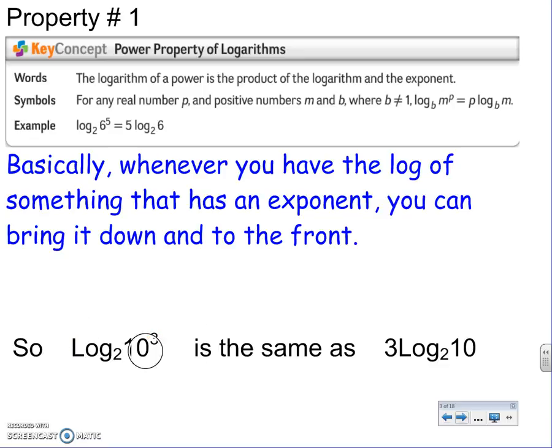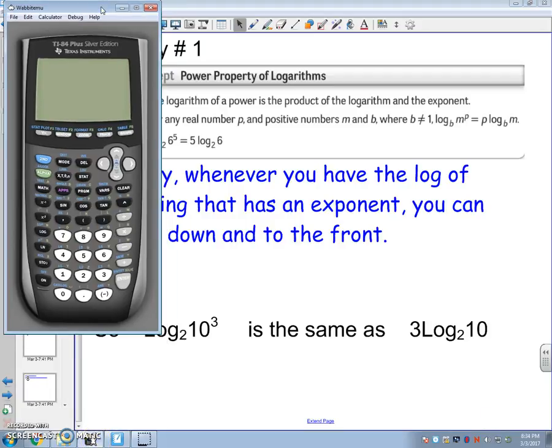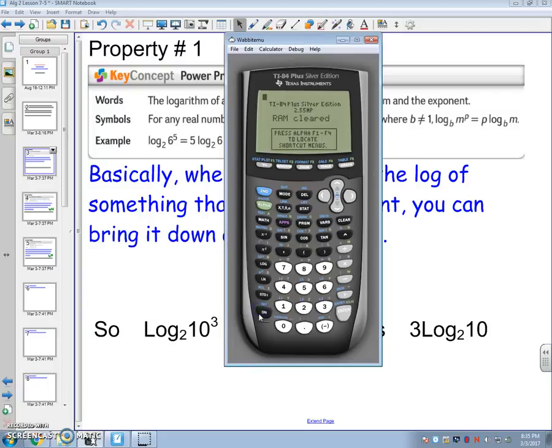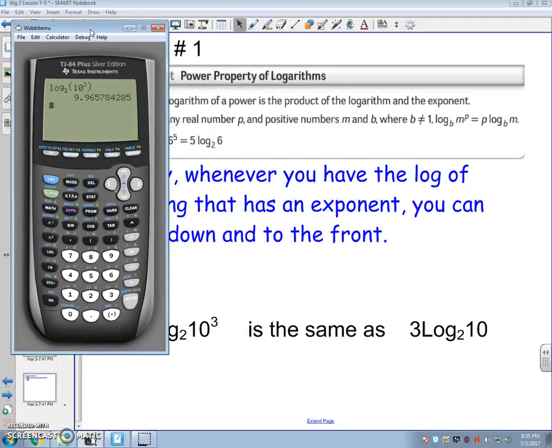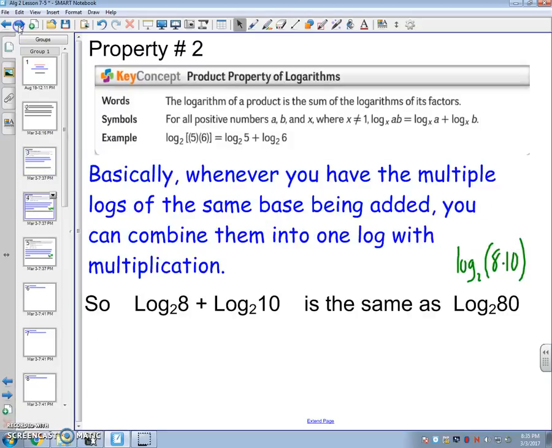And I'll use the calculator to show that to you. So in my calculator, log base 2 of 10 to the third power is 9.96. So that's the decimal approximation. But 3 log base 2 of 10 is the exact same thing. So sometimes we have to bring the exponent down, or sometimes we're going to put the number back up top for the exponent. It depends what we're trying to do. So know both ways.